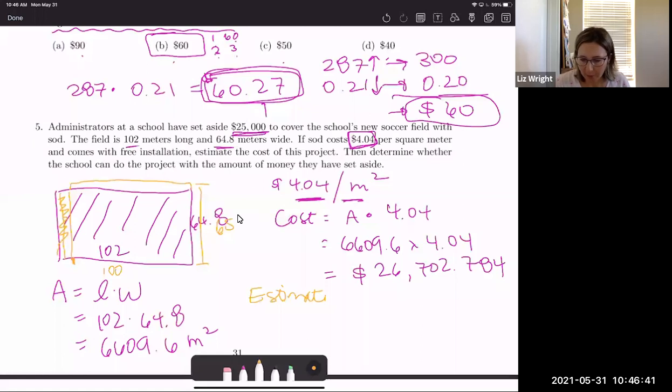So let's say we do our 100 times 65, this is our area, which is going to give us 6,500. And then we are going to multiply that by 4. You can put it in your calculator if you want to. You could possibly do this one in your head too. We end up with 26,000.